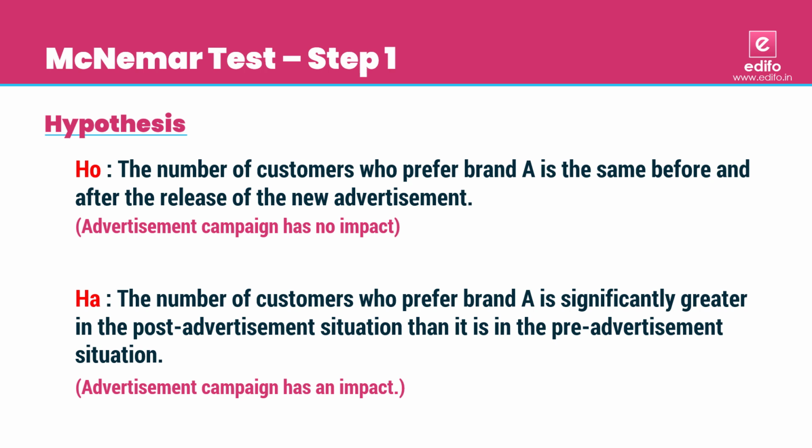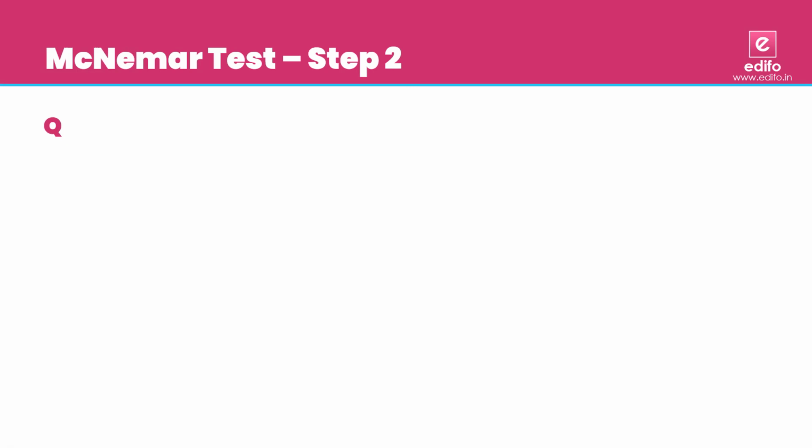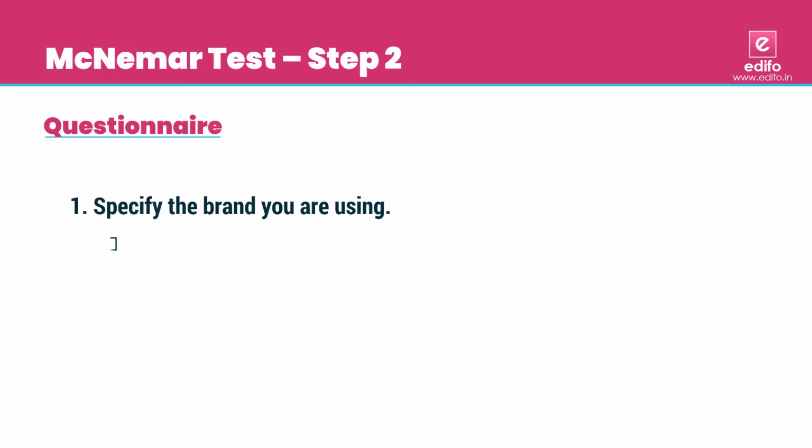Now, the second step, questionnaire. Here is only one question. Specify the brand you are using. The first option is brand A and the second option is other brand, because we are using the McNemar test, so only a dichotomous nominal variable should be allowed. Only two options, brand A and other brand. So they can answer any one of them because that should be mutually exclusive.